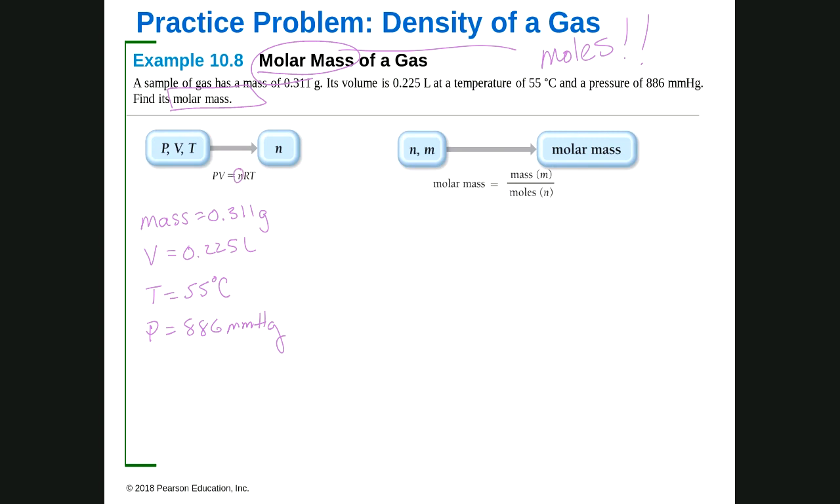So PV, wait, I'm going to do it over here. PV equals nRT, right? I'm going to be looking for moles. Why? Because what is molar mass? Molar mass is grams over moles. And I already know what the grams are. So if I can find out what the moles are, then I can just do this at the end and find out what the molar mass is. But I am going to have my parameters in, since I'm using PV equals nRT.